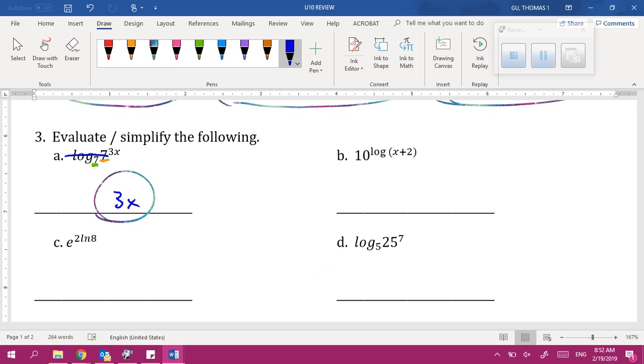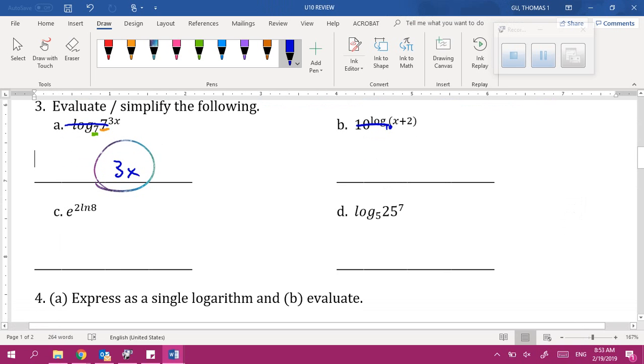All right, same thing on letter B. 10 raised to log of x plus 2. What's the base on this log right here when it's not written? It's a 10, right? So that's going to cancel out. Boom, which means my answer is x plus 2. That's right.